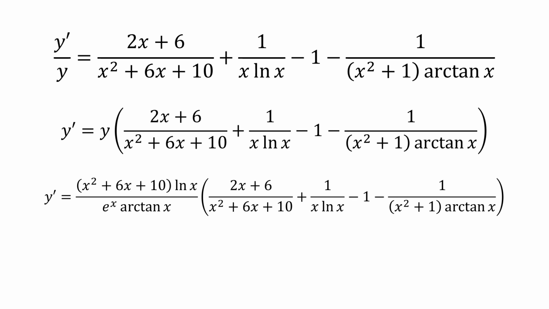y prime equals (x squared plus 6x plus 10) times ln of x all over e to the x arctangent of x, times ((2x plus 6) all over (x squared plus 6x plus 10) plus 1 over (x ln of x) minus 1 minus 1 all over ((x squared plus 1) times arctangent of x)).